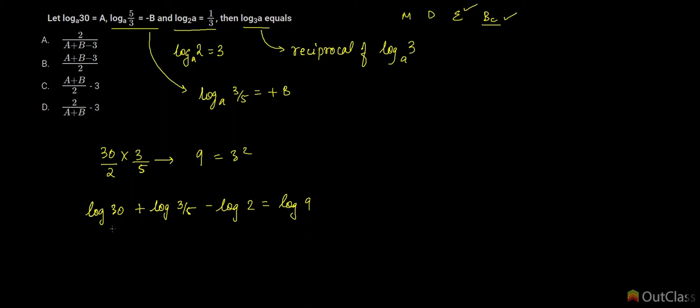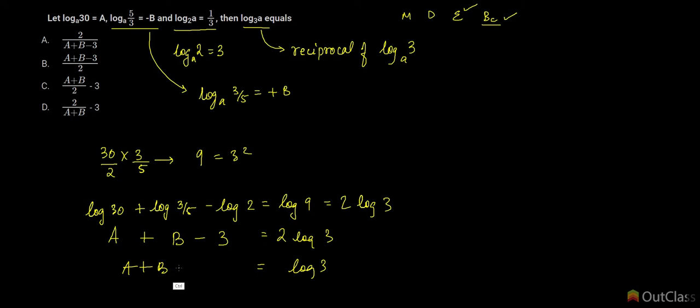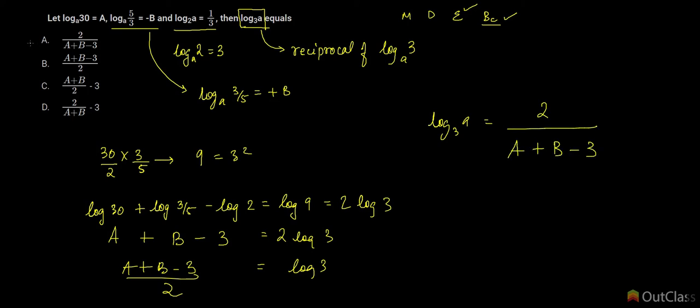Log 30 is A, plus log 3 by 5 is B, and log 2 is 3, so A plus B minus 3 is log 9, which is 2 log 3, which means that log 3 is A plus B minus 3 by 2. And we already mentioned that the reciprocal of log 3 is what we want. We want log A to the base 3. Log A to the base 3 is the reciprocal of the last expression. It's going to be 2 by A plus B minus 3, which is the first option.